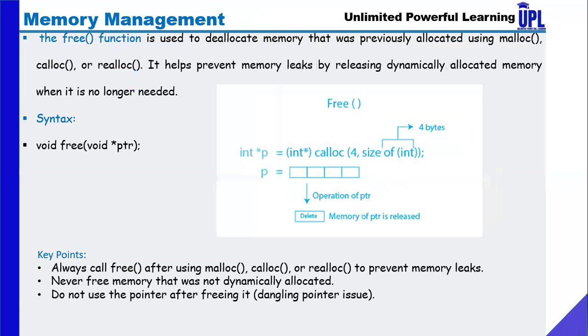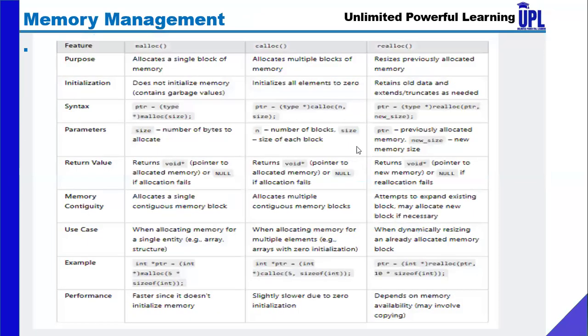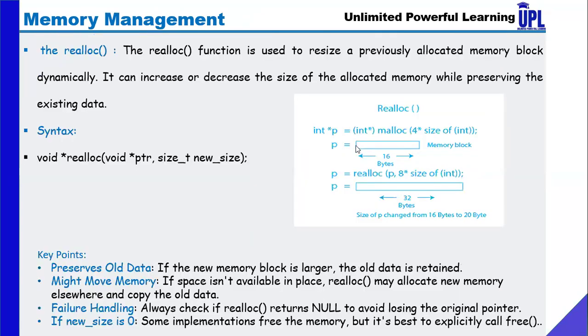And realloc is for resizing. Here malloc has already allocated 16 bytes, and I want to increase it to 32 bytes without losing the data. Then I will go for realloc. I have to refer to the pointer of the previous block and the additional memory required. So this is called realloc.